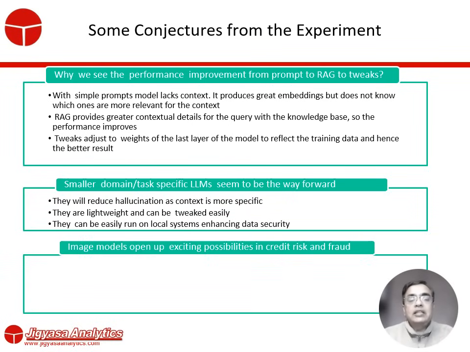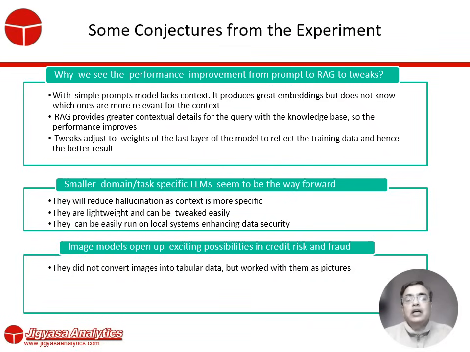And the third thing which we feel is that image models open up these exciting possibilities for credit risk and fraud. So the image model did not actually convert the image of the data into some form of text, but worked directly with the pictures and still gave us these most amazing results.